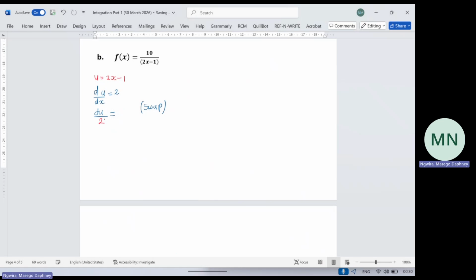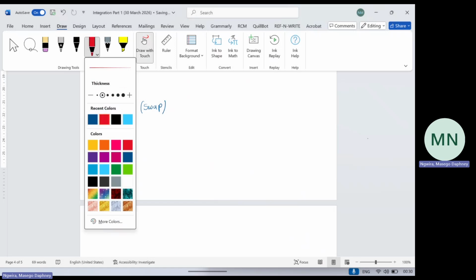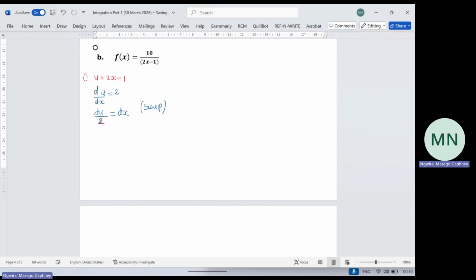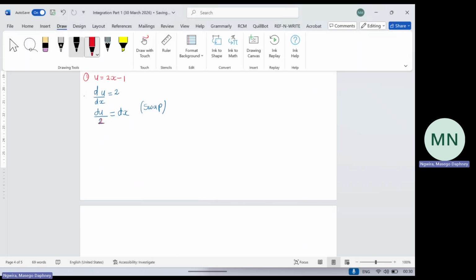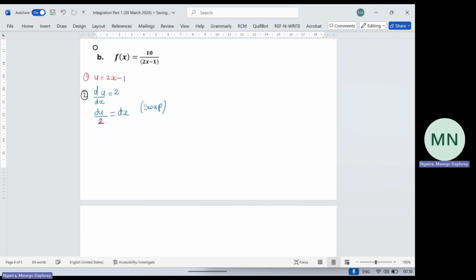Okay, let me just do this. So this is 2, and then du dx. I don't want to use a red pen, I just want consistency. Okay, fine. So after we get that, now we integrate. So we're going to do the integration. So this is step number 1. Okay, I'm just making it shorter now so that you can see. So step number 1, step number 2. Okay, and then now we're going to do step number 3. Okay, step number 3, we integrate.